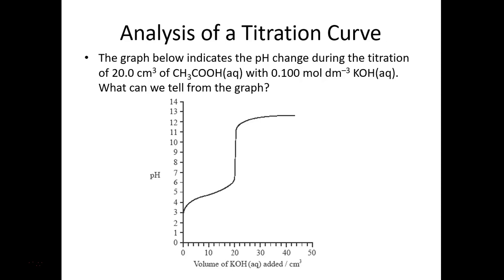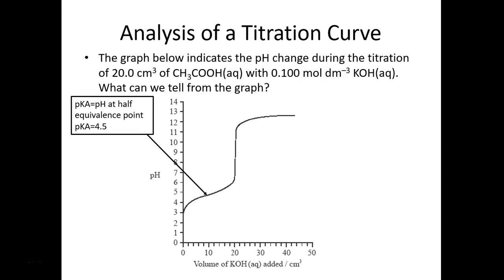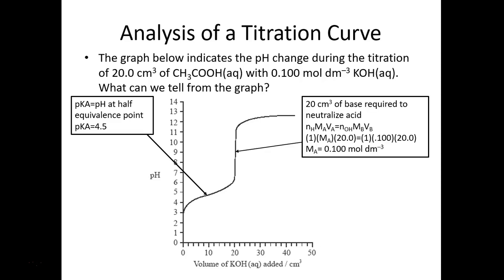All right, so let's look at this titration curve of a weak acid with a strong base and see what we could pull away from this graph. First, we could figure out the pKa of the weak acid because it's equal to the pH at half equivalence point, so roughly 4.5. And we can also see how much base was required to neutralize the acid. And then we could use the titration formula to calculate the molarity of the acid.